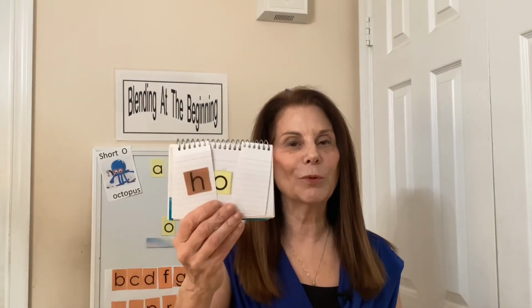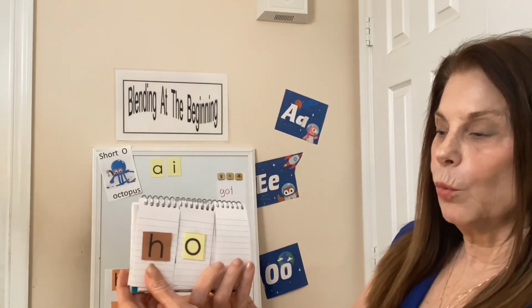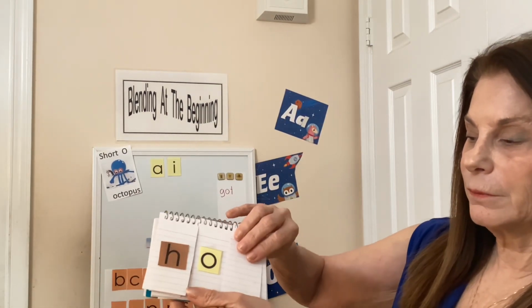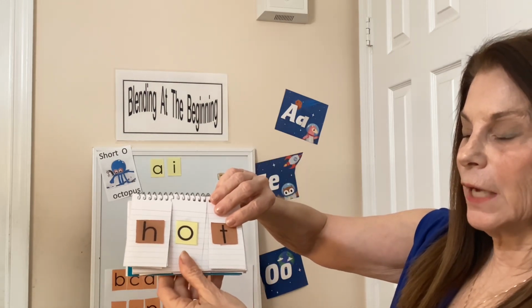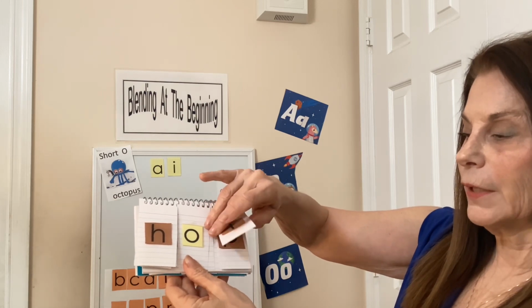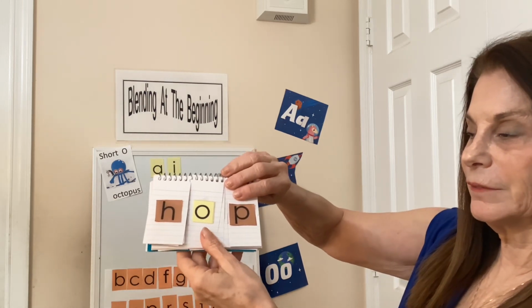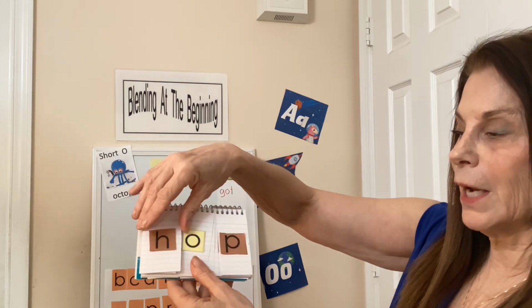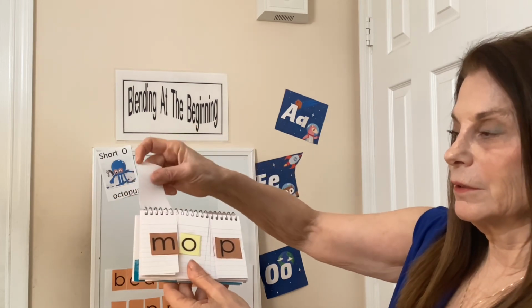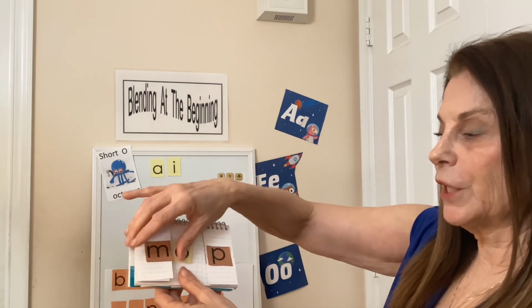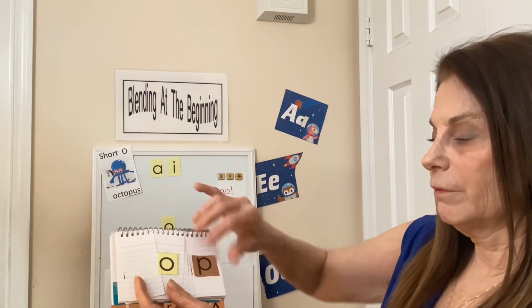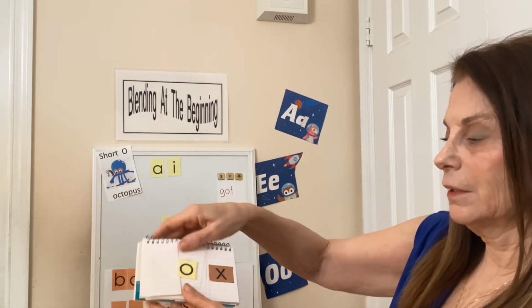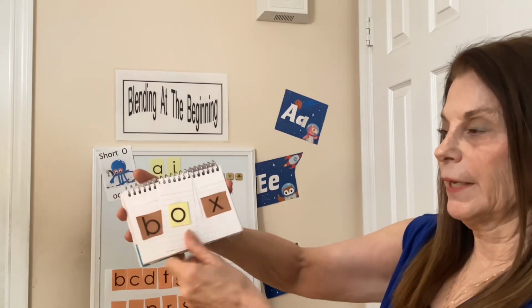Okay, now let's review what we've learned. Okay, we started off with the baby sound. Then we added a final consonant. Then we changed the final consonant. Then we worked with rhyming words. And then we changed either the final consonant or the initial consonant. Okay.